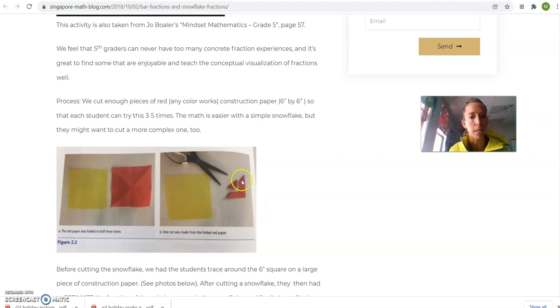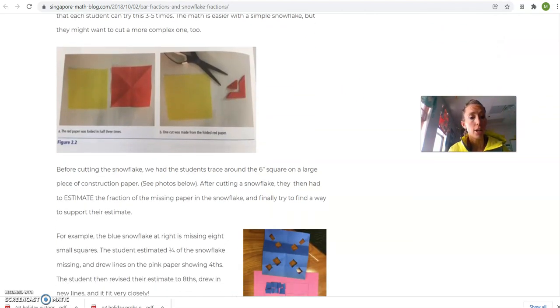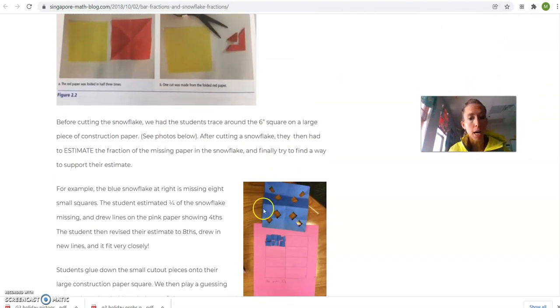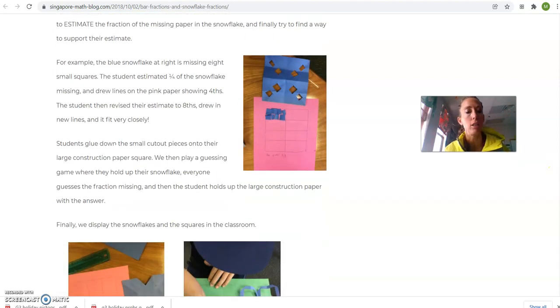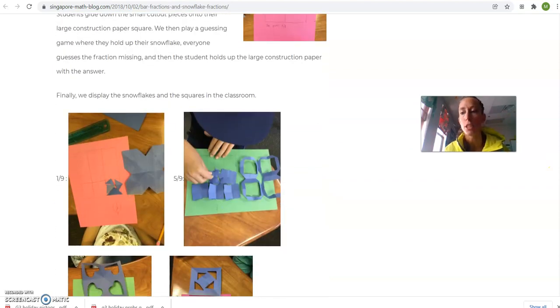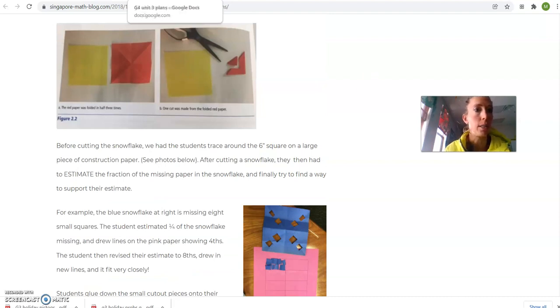Now, it doesn't just have to be a triangle. They might do some sort of cool looking design. And then they're going to try to figure out how much of the square did they cut out? Like, how much are all those little pieces worth? So then they're going to trace and try to figure out how much of a fraction of the original square is that cut out part. So you can read about it. It looks pretty cool to do, and link it to snowflakes.